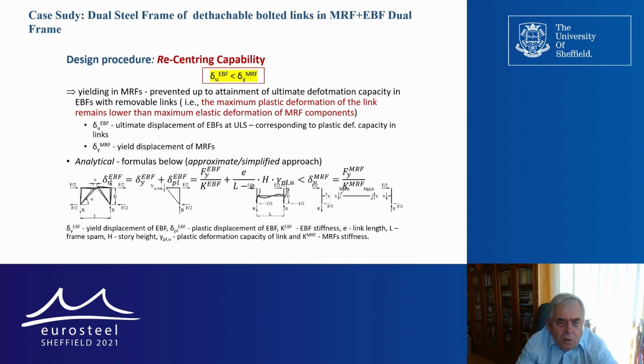Again, how we can get the recentric capability? Recentric capability, we speak about recentric only after, let's say, detach of the links. So it's very simple, it's very logical. As I told you, we have practically to ensure that the maximum plastic deformation of the link remains lower than the maximum elastic deformation of the moment resisting frame components. This is something very easy to calculate.